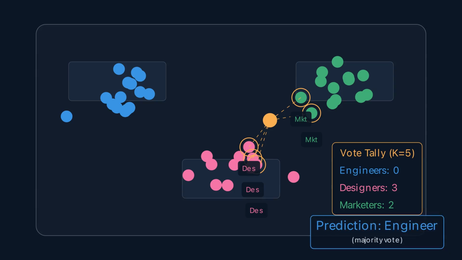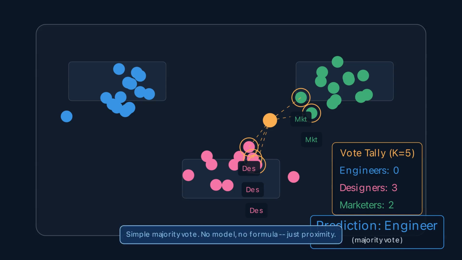4 out of 5 nearest neighbors are engineers. KNN predicts the new guest is an engineer. Simple majority vote. No formula was derived. No model was trained. Just proximity and democracy.